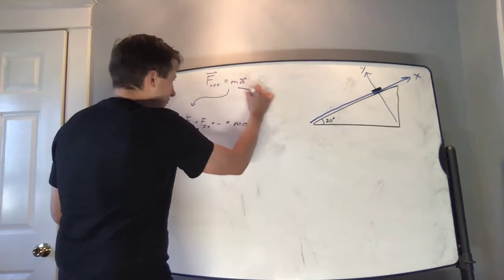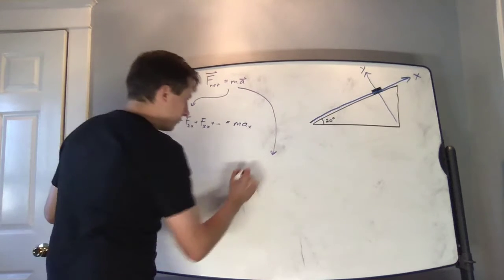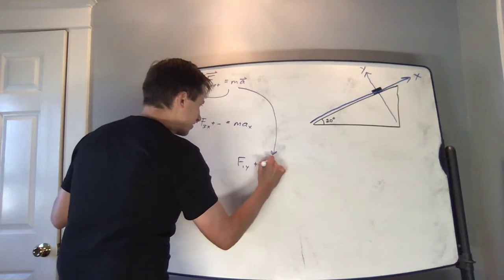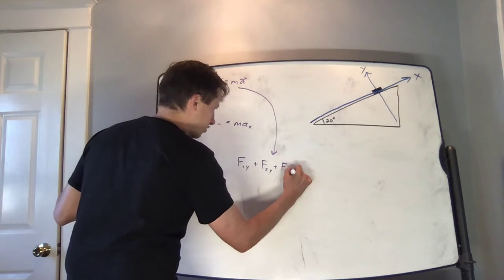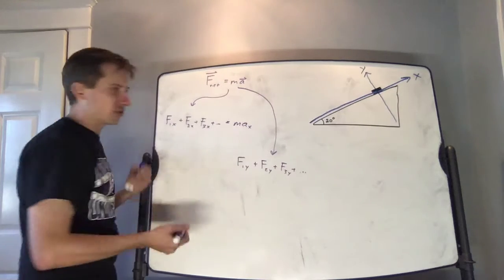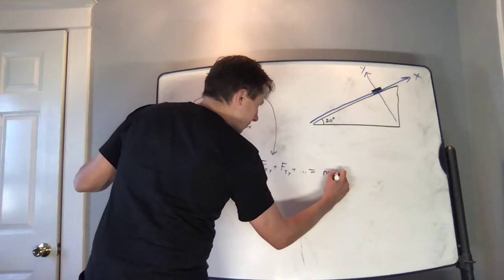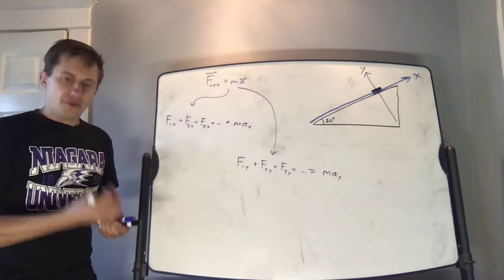I could have a second equation that describes what's going on in the y direction. So I could have force 1 in the y direction plus force 2 in the y direction plus force 3 in the y direction plus however many forces I have in total in this problem. That's equal to m a_y.